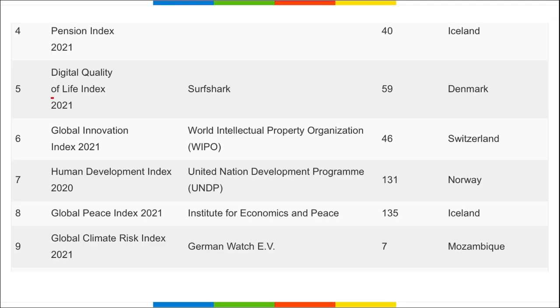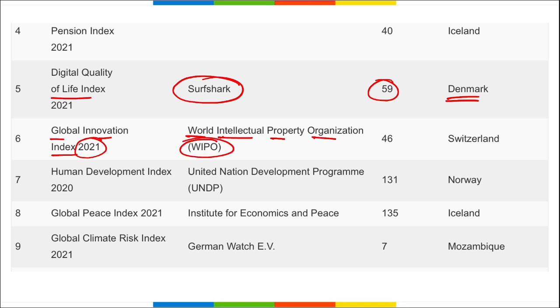For Digital Quality of Life Index, it was Surfshark who released this index. India's rank was 59 and the country that topped here was Denmark. For Global Innovation Index 2021, it was the World Intellectual Property Organization, WIPO, that released the Global Innovation Index, and the rank of India here was 46 and the country that topped was Switzerland.